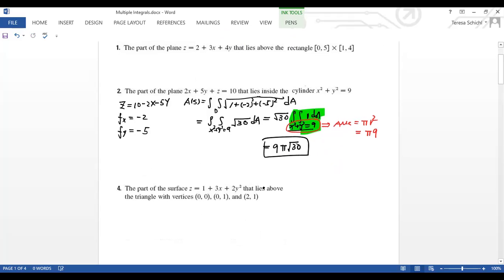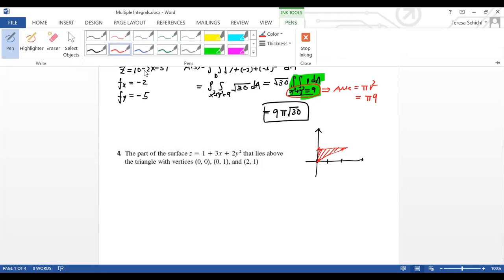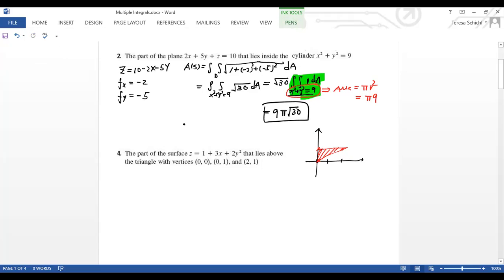Now let's take a look at the other one. I'm looking for the surface area above the triangle with vertices (0, 0), (0, 1), and (2, 1). So (0, 0) is here, (0, 1) is here, and (2, 1) is here. This is my integration region, and if this is my region, then the problem becomes pretty easy.